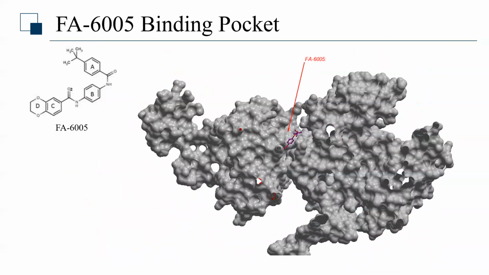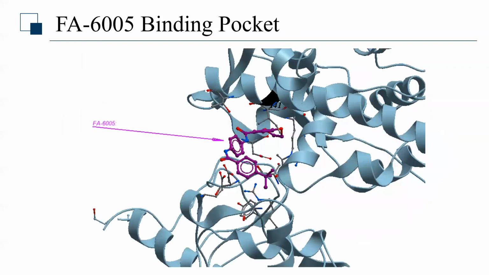The last molecule is FA6005, and this was discovered to act as a broad spectrum multi-mechanistic antiviral therapeutic agent. FA6005 can inhibit influenza A virus transcription, disrupt the virus encoding processes, and interfere with nuclear export. It does that through binding to a pocket and targeting a residue that's known as I41.